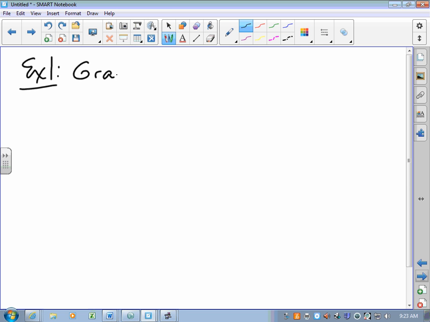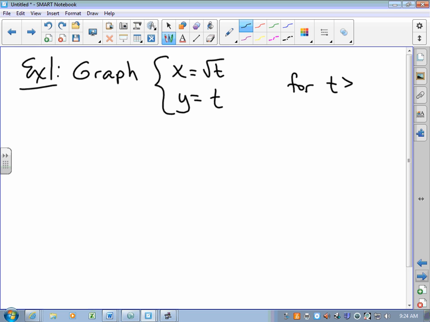When we graph a parametric curve, x and y are both given to us in terms of t. So maybe x is the square root of t and y is t, for t greater than or equal to 0. Maybe that's our interval. It's a half-open interval, closed on the one end, open on the other. So I want to get a picture of it, but to get a picture of it, I've got to have an idea of what the values are, where the points are.